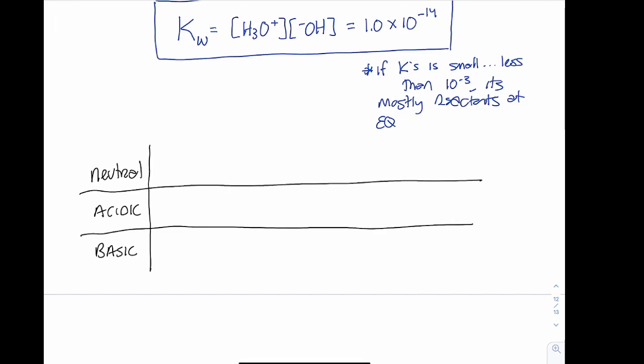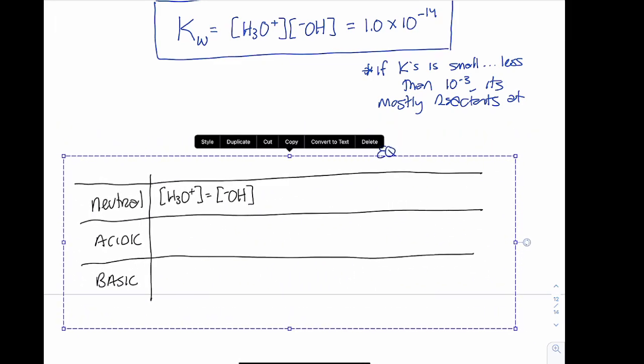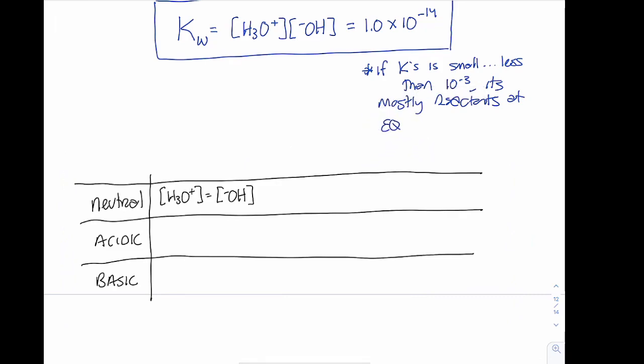And then kind of our first one, if it's neutral, my hydronium ion concentration is equal to my hydroxide ion concentration. If we wanted a heading for this, I have to move my table down. Sorry, poor planning, guys. We could say relative ion concentrations.